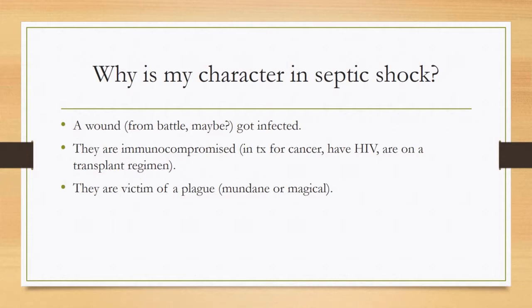They might have human immunodeficiency virus, or HIV. Or they could be on a transplant regimen, which, again, is medications that are deliberately bringing your immune system down, in this case to prevent your body rejecting the transplant. Or they could be victims of a plague, a real one that exists in our world, or a magical one that you have invented.